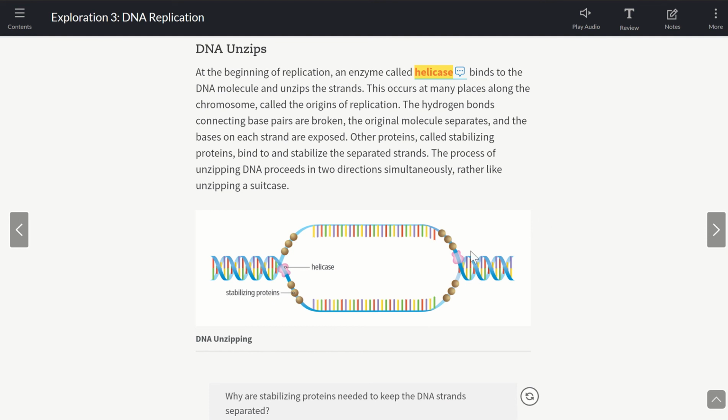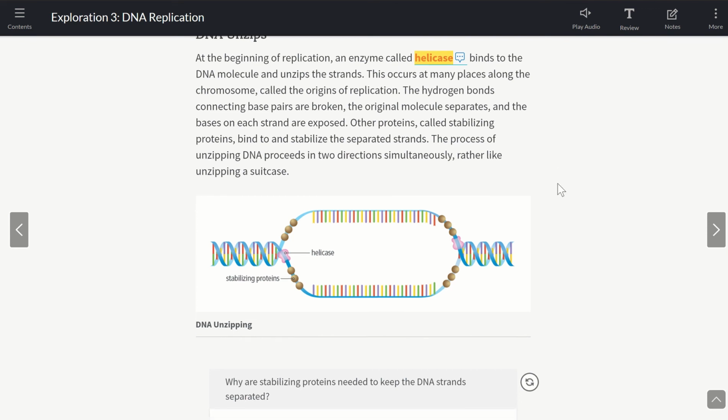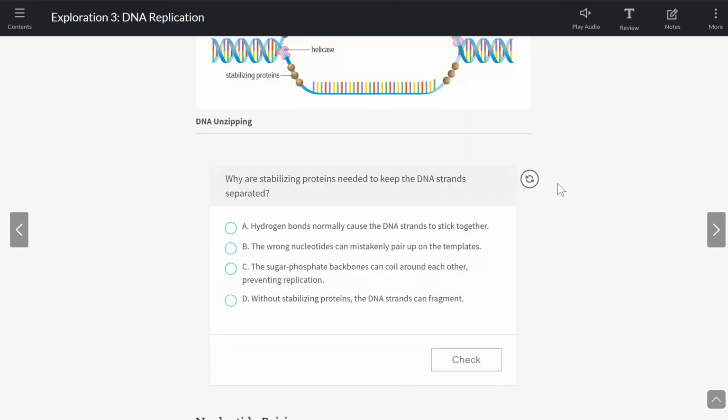So this is how we open up the molecule. The enzyme responsible for that is called helicase. It breaks those hydrogen bonds, exposes each side of the strand so that a new strand can be added onto it.